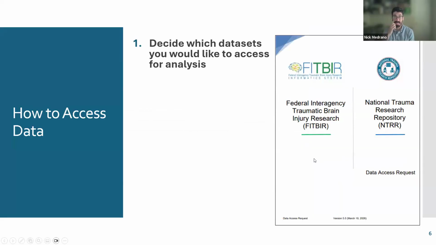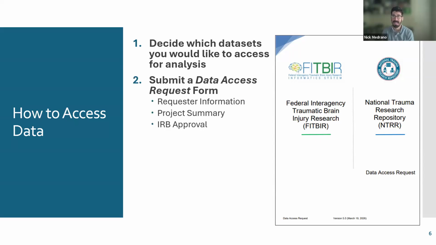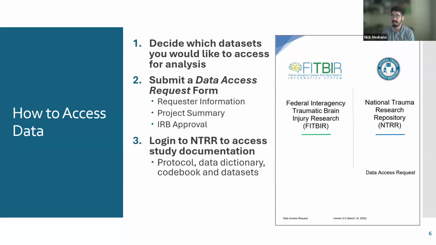So how do we go about accessing these data sets? First, we would need to determine which data sets you would like to have access to for analysis. Step 2 would then be submitting a data access request form, shown here on the right-hand side. We covered this a bit in webinar 1 regarding creating an account. So the information that goes along with this data access request would be the requester information, a project summary, as well as IRB approval. So you would fill that out and submit that.